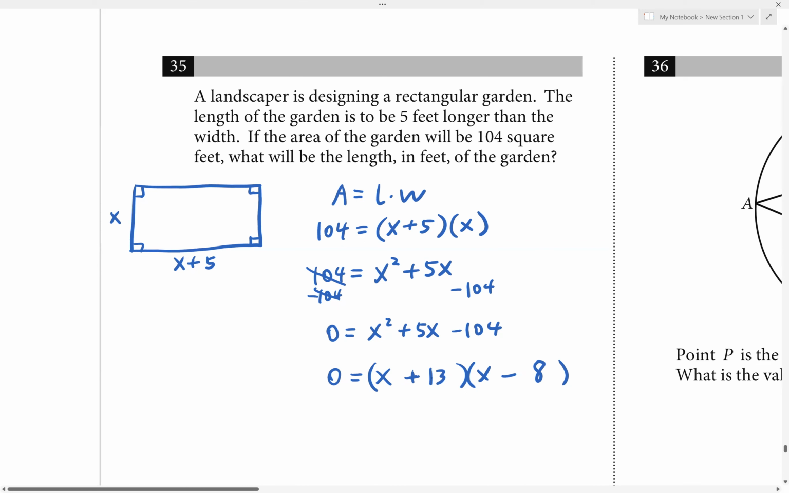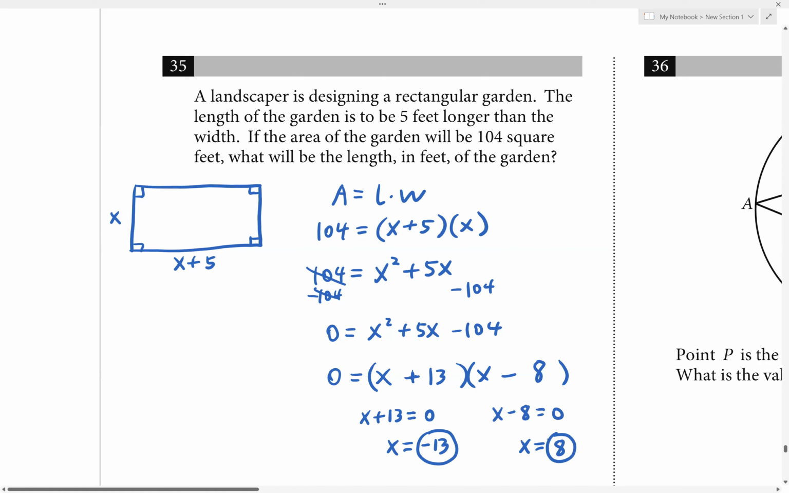So x plus 13 times x minus 8. And once we have that, we can solve for x. We'll set each factor equal to 0 and solve for x. So x plus 13 equals 0, so we get x equal to negative 13. That would be one solution. And the other one, we set x minus 8 equals 0, and solving for x, we get x equal to 8. That's the other solution.